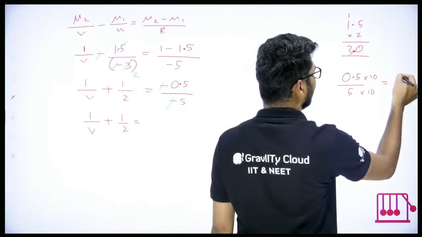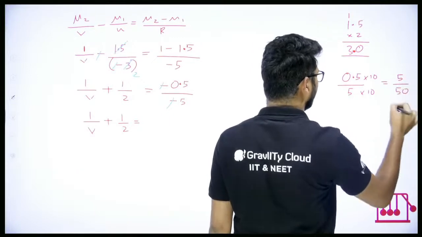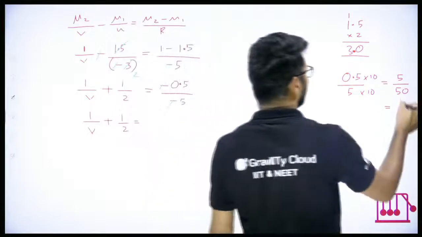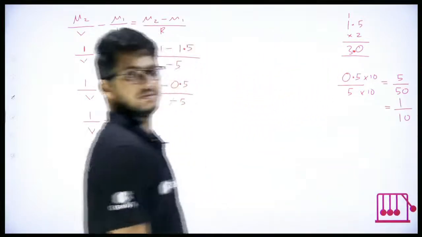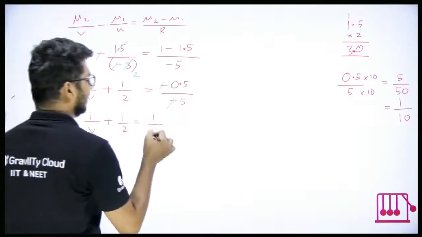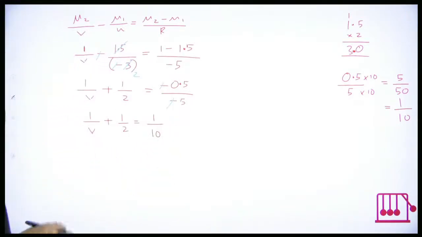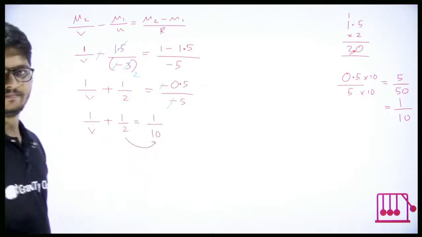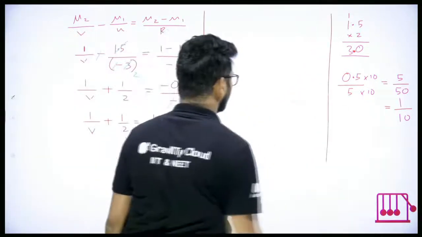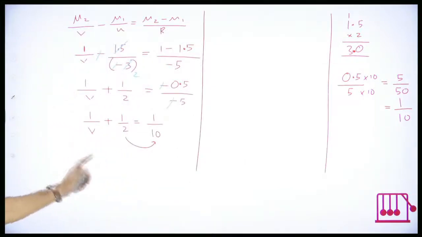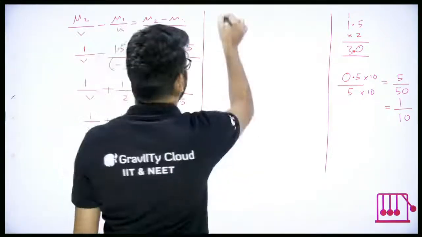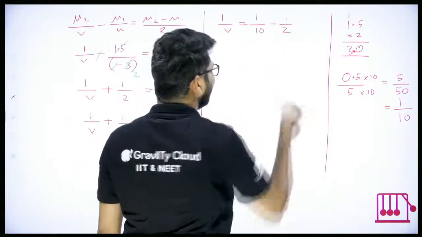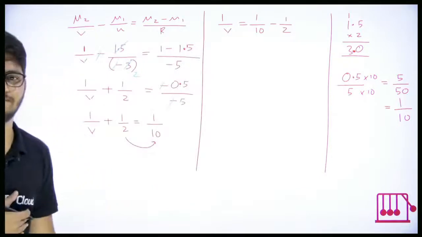0.5 into 10 is 5, 5 into 10 is 50. What is 5 by 50? Now it should be easy. You divide it by 5, you will get 1 by 10. Yes or no? So I'll use 1 by 10 here. Good. Simplified. Then take 1 by 2 to that side. 1 by v will be there, 1 by 2 will go to that side. Then it becomes subtraction. 1 by v will be equal to 1 by 10 minus 1 by 2.